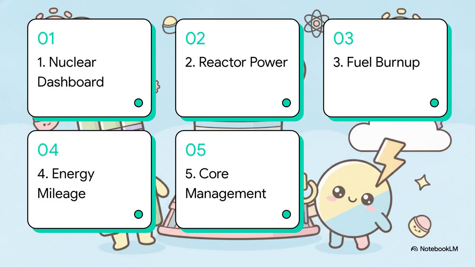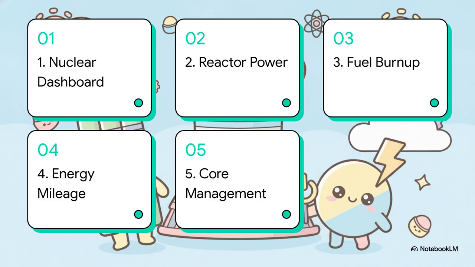By the end of this, you'll understand exactly how the experts track the absolute lifeblood of a power plant. Before we tackle the heavy physics, here's our quick roadmap for the explainer. We'll start with our dashboard metaphor, figure out how to calculate reactor power, define fuel burnup, measure our energy mileage, and finally, look at how operators actually manage the core and refuel the whole system.